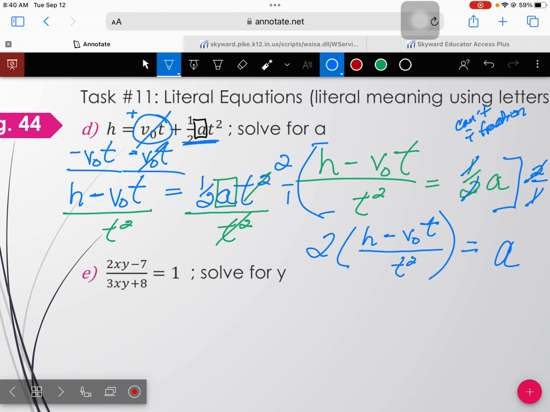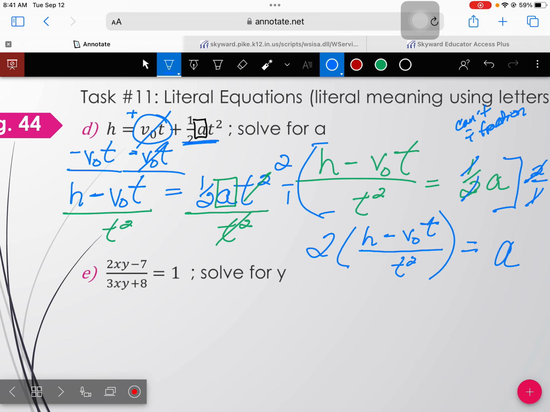It could, I believe, look like this: 2h divided by t squared minus 2v sub 0 over t. That would be another way to write it. So either of these would be acceptable. I would probably stay with this one though, because you're doing a lot of simplifying there.